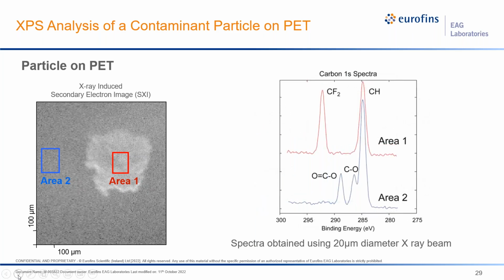The next slide shows high resolution carbon 1s spectra. And again, the spectrum from the control area is typical for PET. It's dominated by hydrocarbon and has weaker CO and ester functional groups, while the spectrum from the particle has two peaks of similar intensity, one of which is CF2. So from that, we can conclude that the majority of contamination in this particle is fluorocarbons.